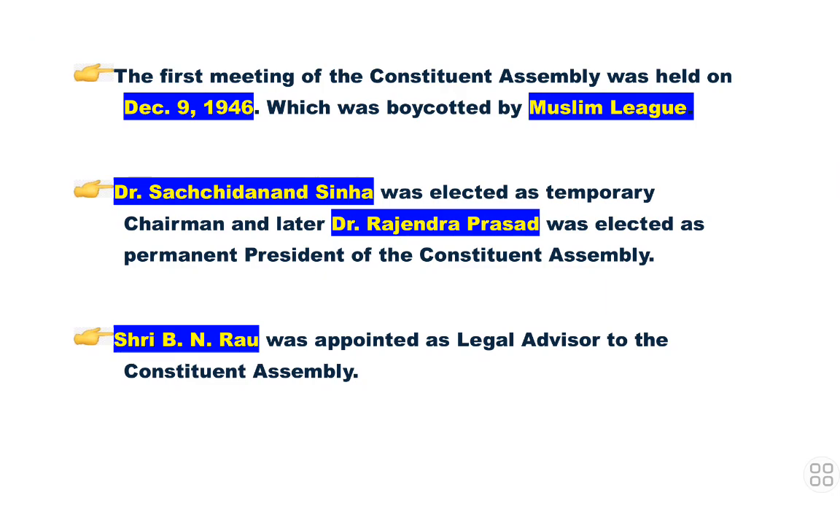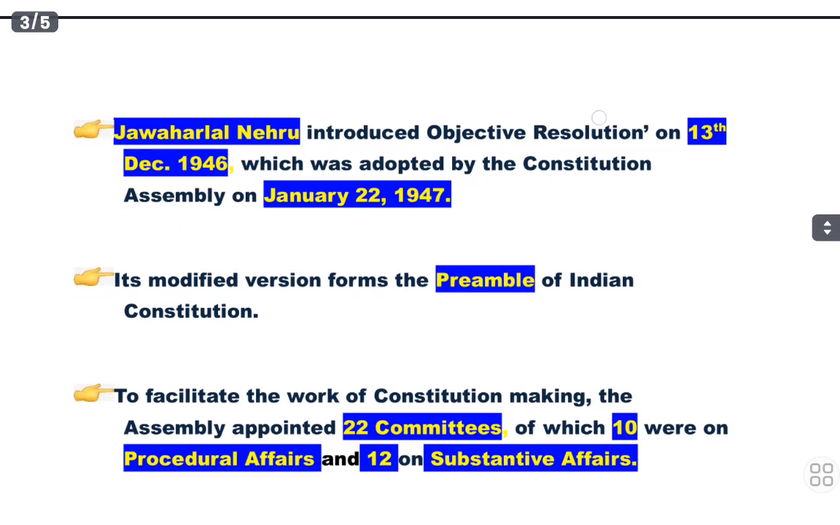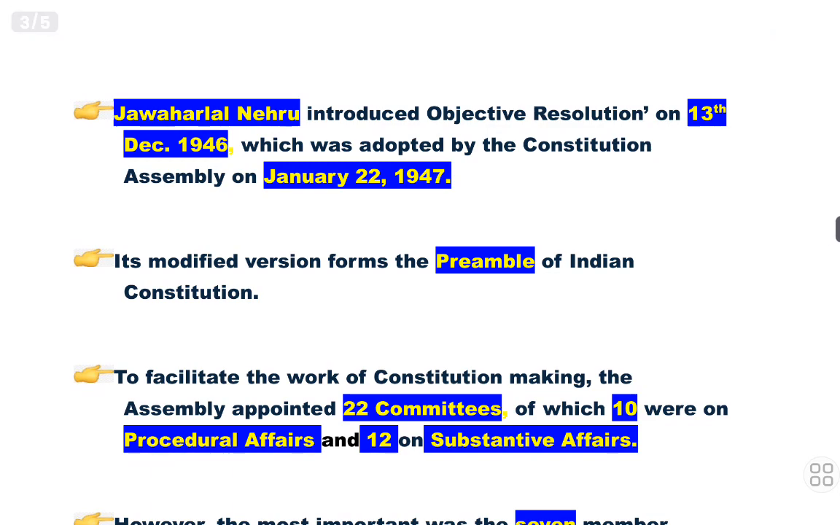Dr. Sachchidananda Sinha was elected as temporary chairman, and later Dr. Rajendra Prasad was elected as permanent president of the Constituent Assembly. Shri B.N. Rau was appointed as legal advisor to the Constituent Assembly. Jawaharlal Nehru introduced the objective resolution on 13th of December 1946, which was adopted by the Constituent Assembly on January 22nd, 1947.